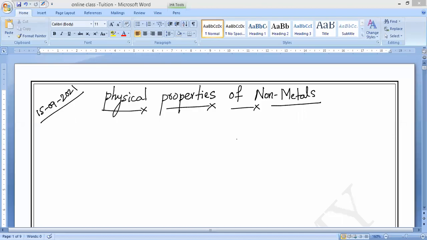Morning, all of you. As we know, till last class we have studied the physical properties of metals. Now, in today's class, we'll discuss the physical properties of non-metals.